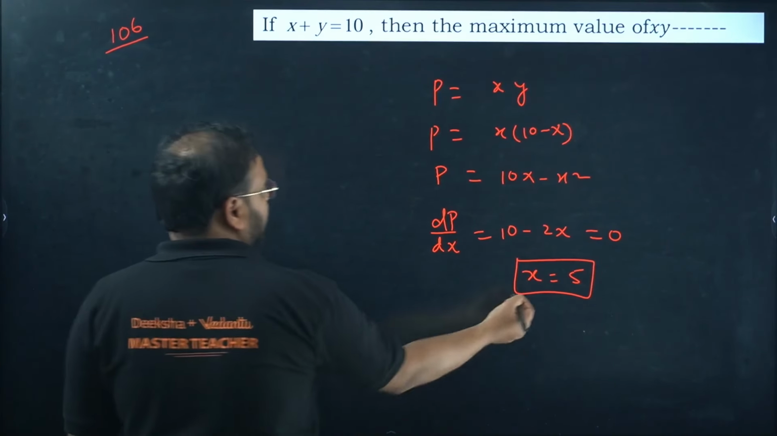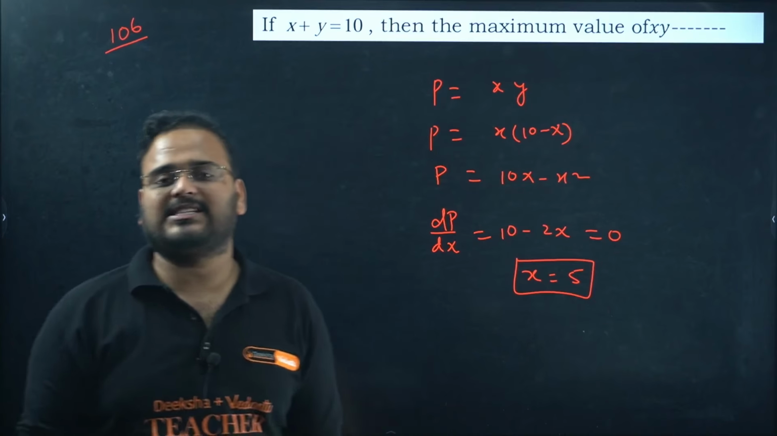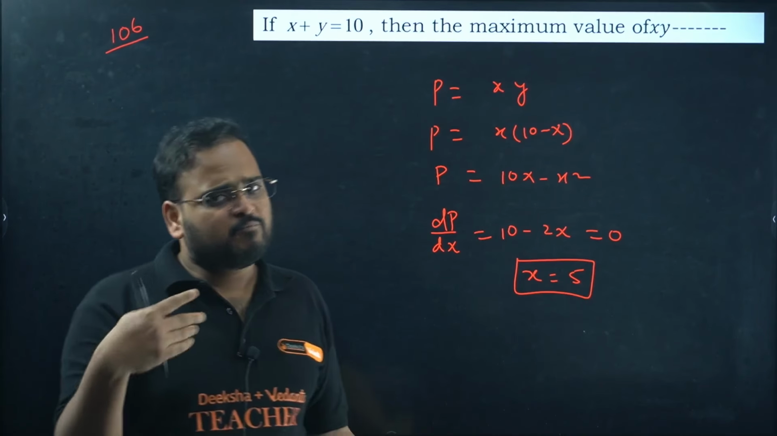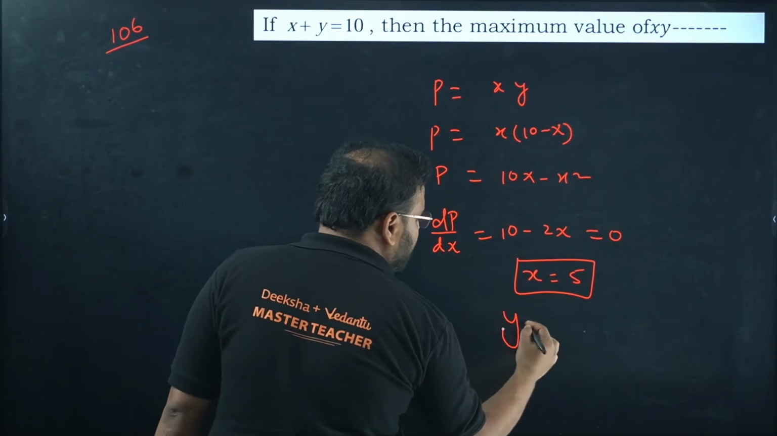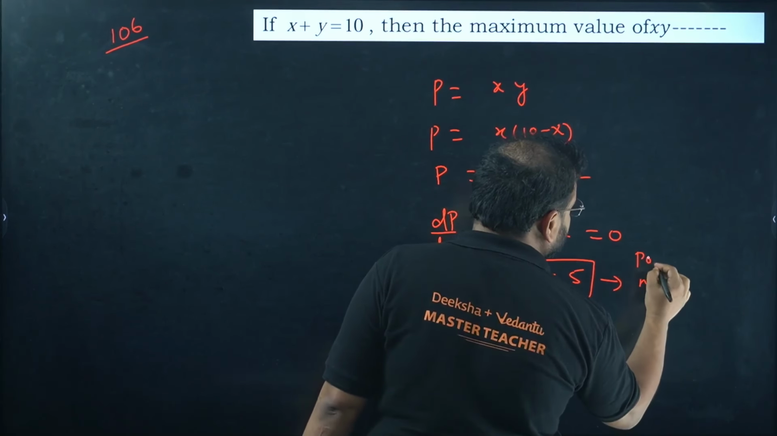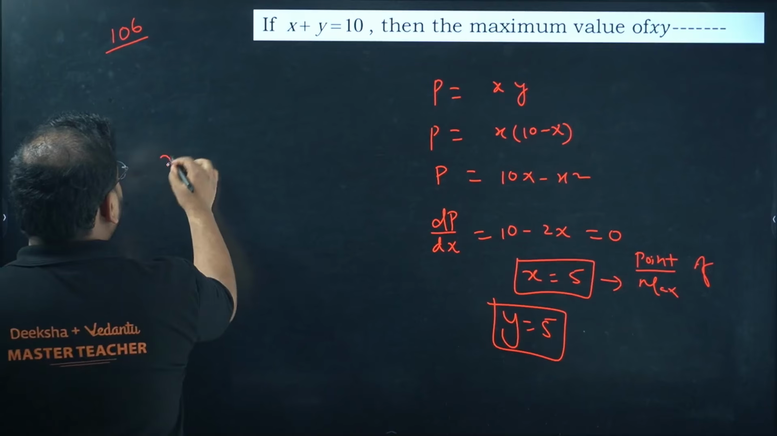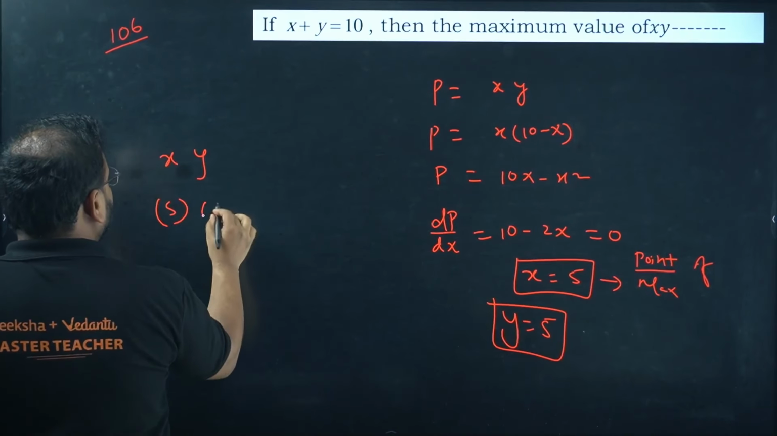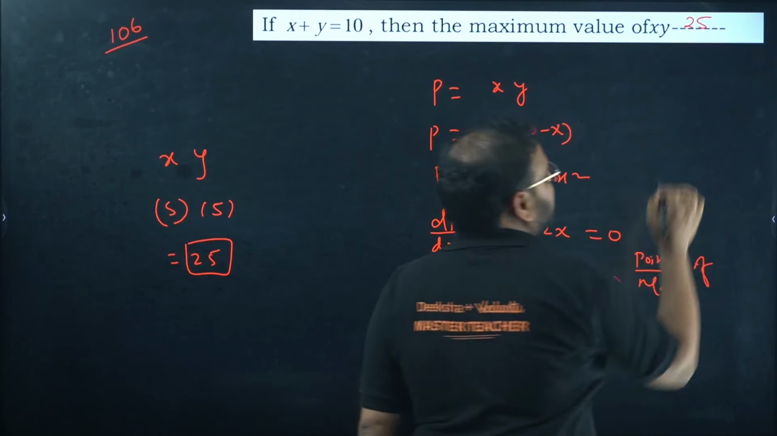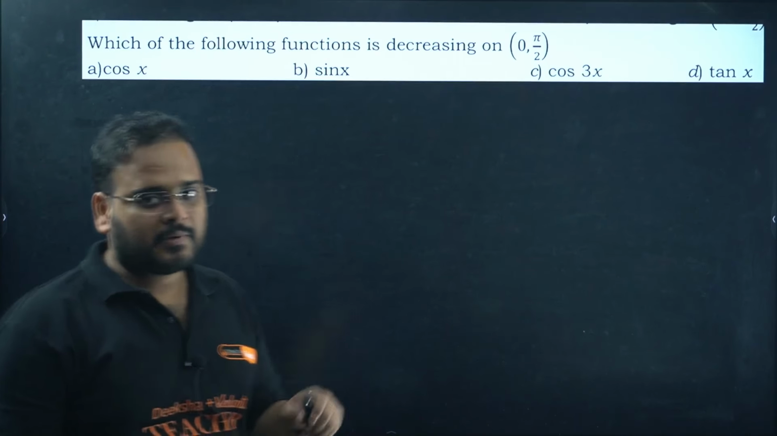We have only one critical point. It means x is 5, and this is going to be your point of maxima. If we had 2 points or 3 points, then we'd check the second derivative to see which is the point of maxima and which is the point of minima. But in this case, we have only one critical point, so this has to be the point of maxima. So if x is 5, y has to be 5 because the sum is 10. So the answer becomes x into y, 5 into 5, which is 25. The answer is 25. Making sense, guys? Okay. 107.